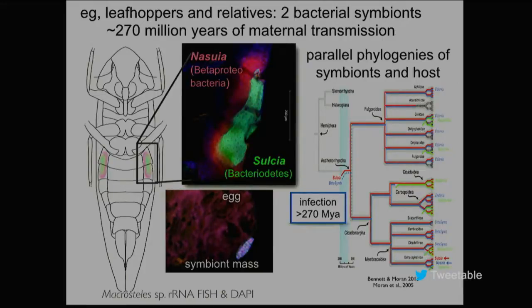And it turns out that again and again we see this pattern of matching phylogenies between the insect and the symbiont, and in cases like this, between the two symbionts. So basically you get these parallel phylogenies which result from very long-term maternal vertical transmission of symbionts. For example, this is one of the more ancient cases, 270 million years, the very base of a very large group of insects that includes cicadas and leafhoppers and others. So we have this very long-term evolution within the host.